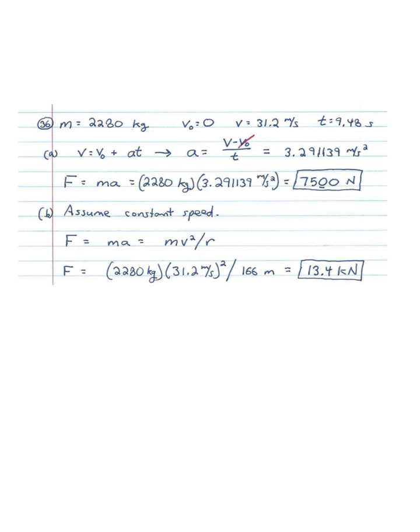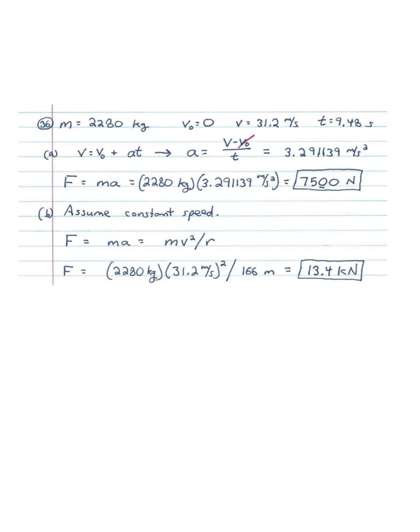A 2280 kilogram car accelerates from rest to 31.2 meters per second in 9.48 seconds, moving in a straight line with constant acceleration. Find the net force acting on the car. If the car then rounds a bend 166 meters in radius, what net force acts on it?